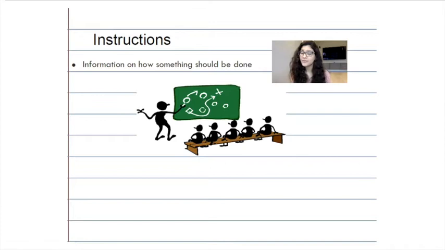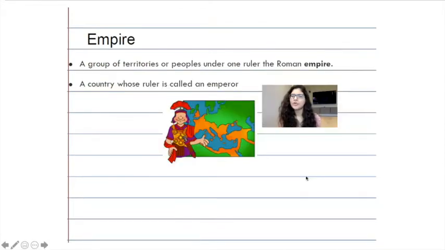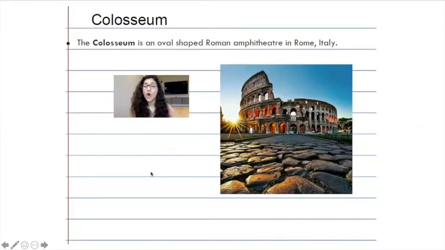Instructions. They are information on how something should be done. An empire. A group of territories or peoples that are under one ruler. So the Roman Empire was ruled by one person and one person alone. It is a country whose ruler is called an emperor. The Colosseum is an oval-shaped Roman amphitheatre in Rome, Italy. So that's where all the great shows used to take place back in the day.